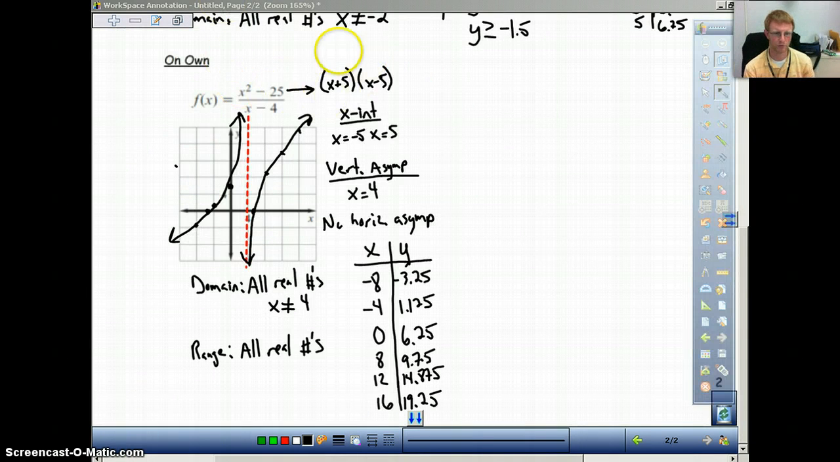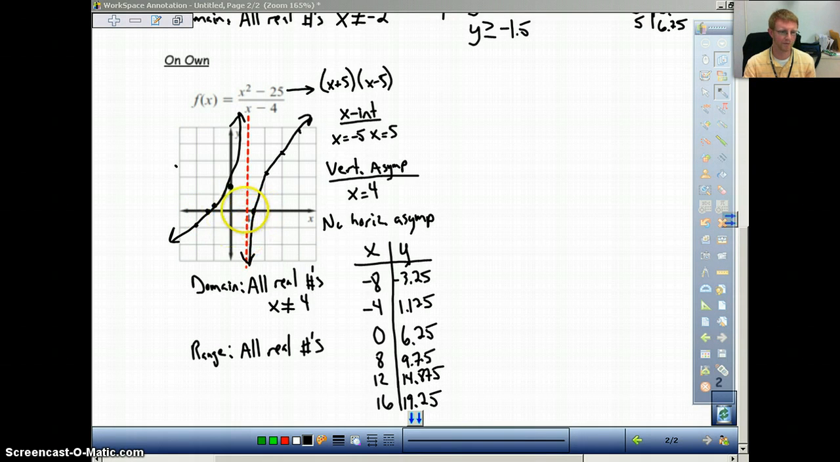Okay, so for this last one, it's pretty similar to the ones we did before. Factor the top one, you get x plus 5, x minus 5. That gives us our x-intercepts. X equals -5, x equals 5. Vertical asymptote, again, comes from the bottom. So that's going to be x equals 4. So we plot our intercepts here. Here's x equals 5. Here's x equals -5.